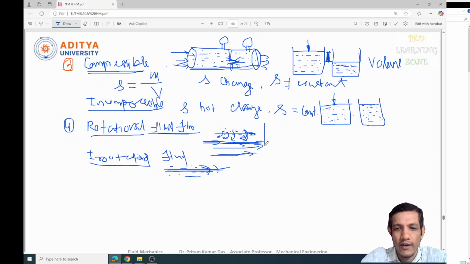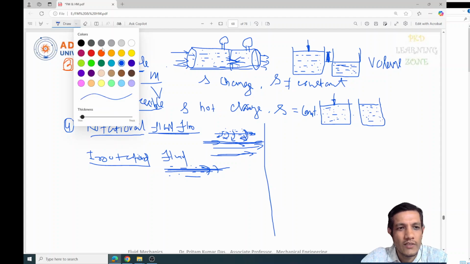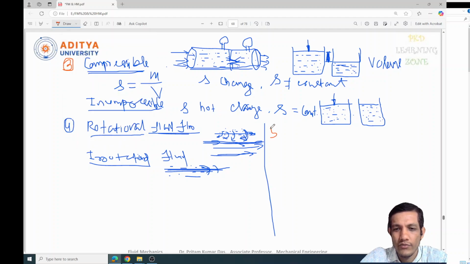Now the next one we'll see. The next one is very simple. This is the fifth one, that is laminar flow and turbulent flow. Laminar flow and turbulent flow is very easy.